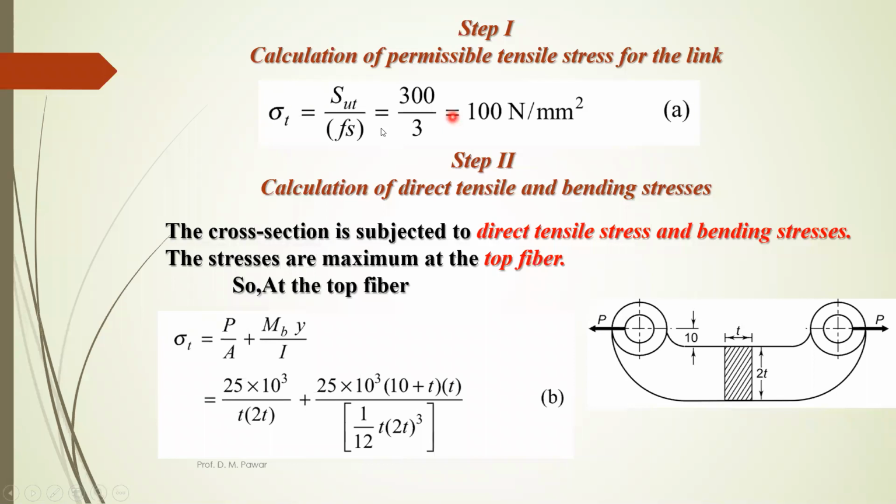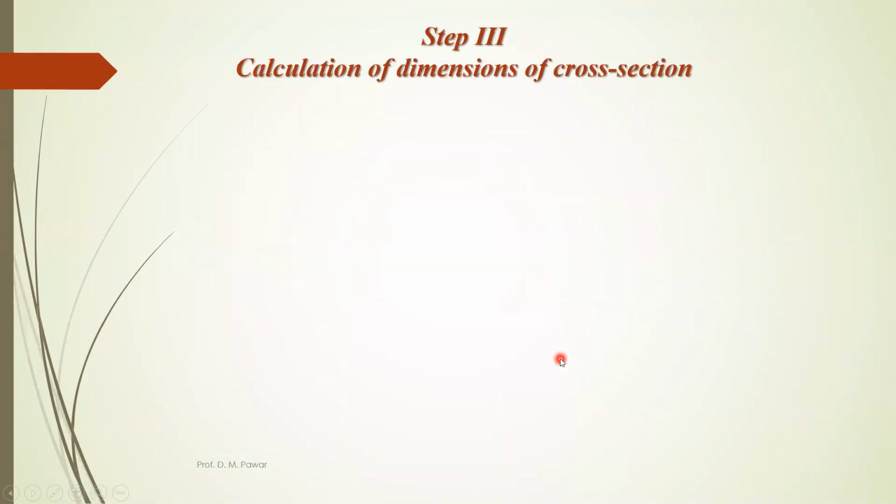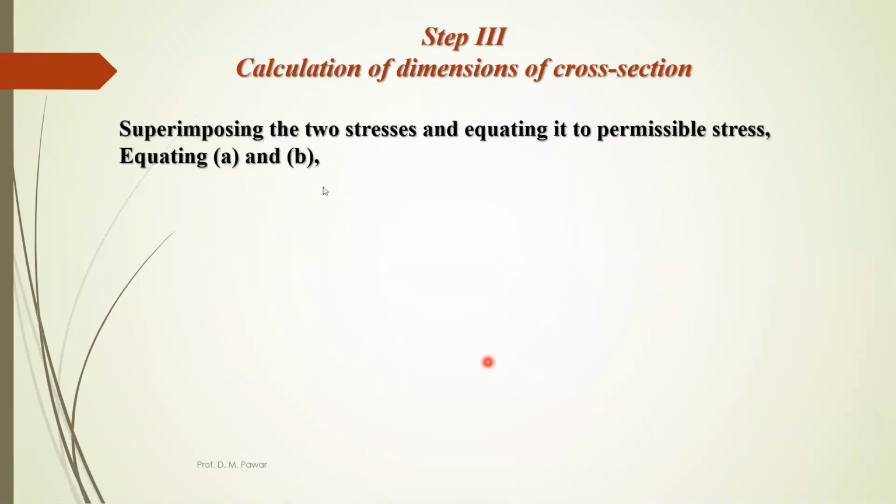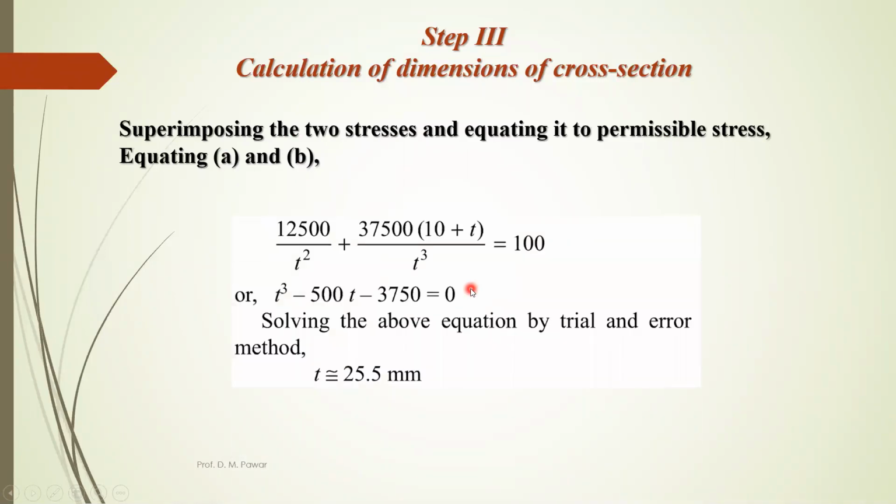Here the permissible value is 100 and the actual stress developed is this value, so we have to equate the two equations to get the thickness value. This is step number 3, calculation of the dimension of the cross section by superimposing equations A and B. Equation A is for permissible stress, and equation B is for actual total stress acting. By equating them, t is the unknown. We solve this quadratic equation by trial and error, and we get the thickness of that offset link, t, as 25.5 mm.